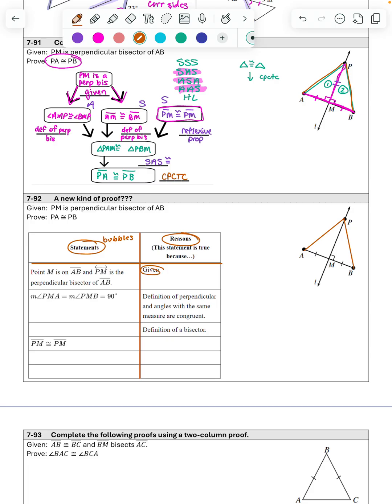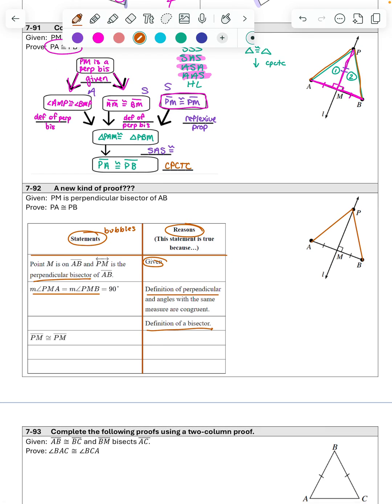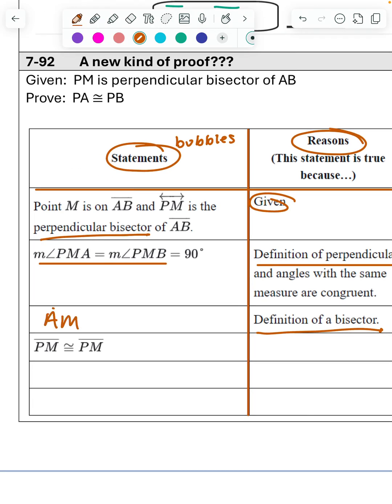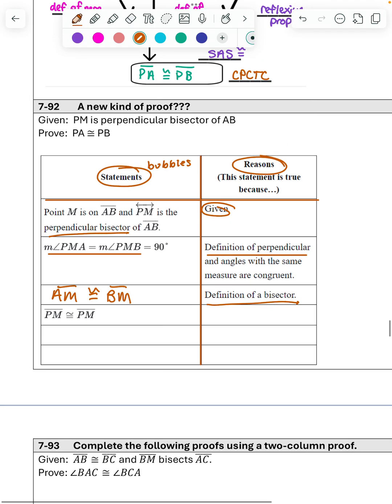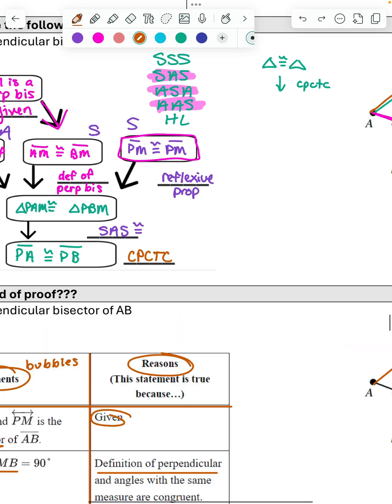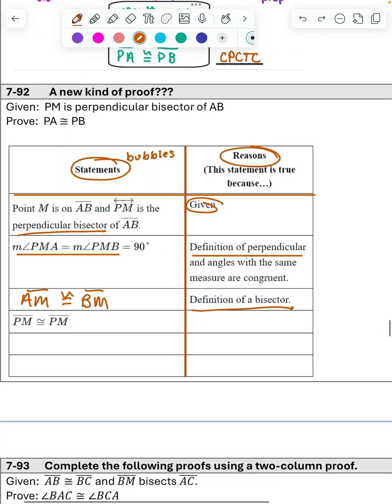So we have our given information, the fact that it's a perpendicular bisector. From there, we can say that the angles are congruent, and the reason for that is definition of perpendicular bisector. We were able to say one more thing about definition of perpendicular bisector, and that was that sides AM and BM were congruent because they got bisected. Okay, PM is congruent to PM. Let's look at why we said that. Oh yeah, that's because of the reflexive property.